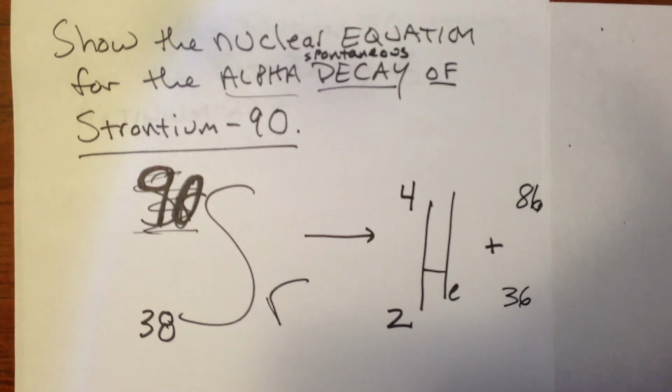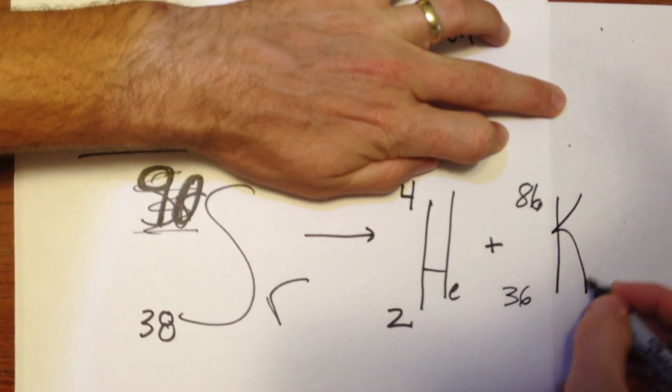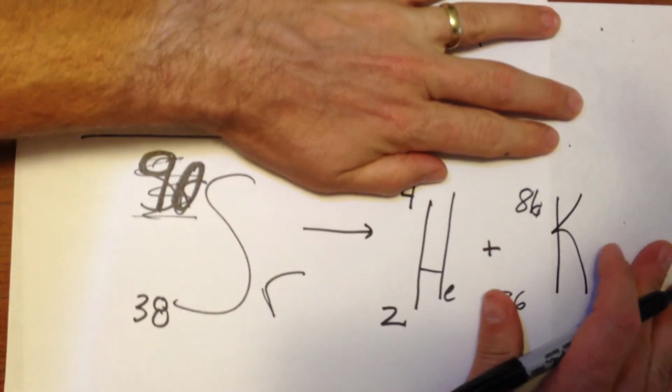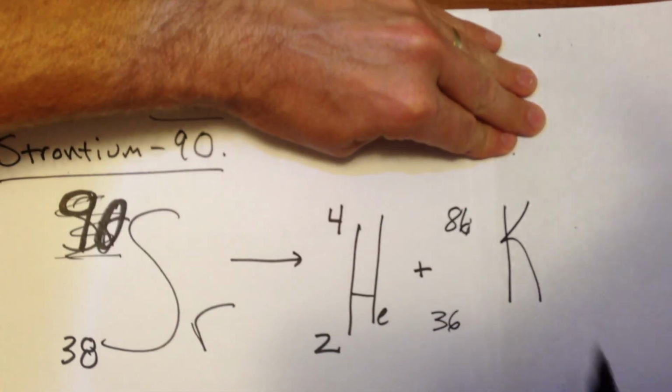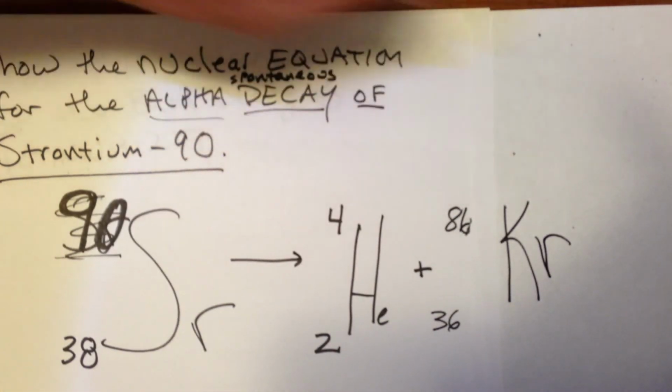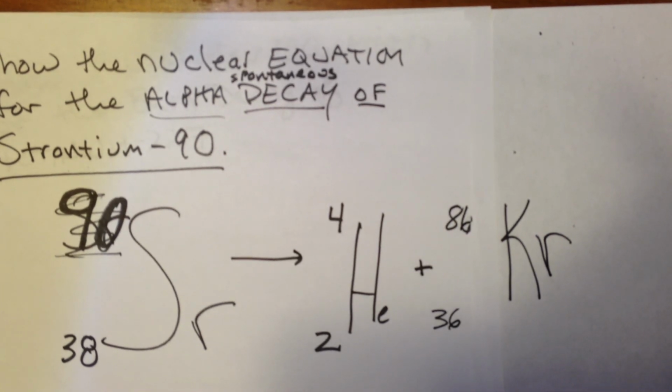So we've got the top and bottom numbers. Now all we need is a symbol, and we can figure out what this thing is. 36 is the proton number for krypton. So we're going to write krypton, Kr. Oops, move over a little bit. Oh, ran out of space. Krypton. And so that would be the alpha decay example of strontium. We'll make a new video for a beta particle production.